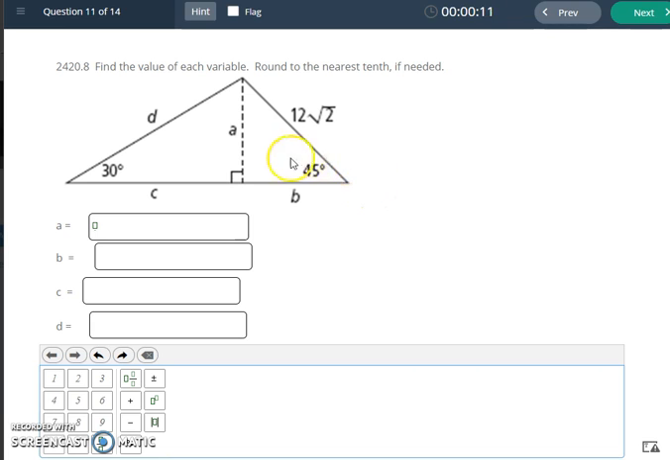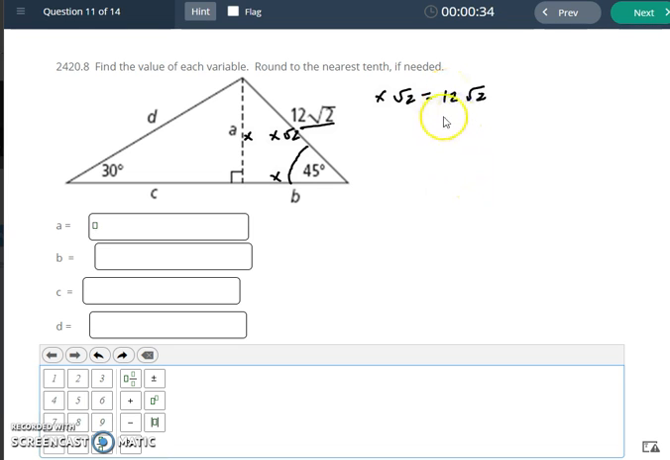All right, where to start on this one? I have a 45-degree angle, and because I know this side, or my hypotenuse of my 45, then I'll be able to find my a and b. So 45, 45, those sides are both the same, and the hypotenuse is x square root of 2. So I know both of these, so that means x square root of 2 is equal to 12 square root of 2.